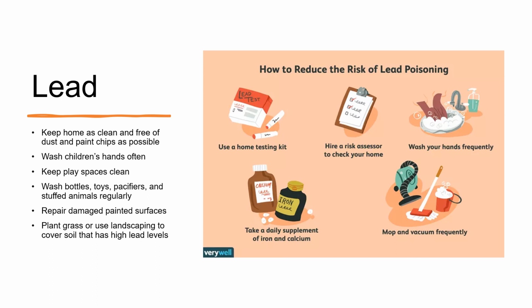These two things, repairing the damaged painted surfaces and planting grass over the soil, are really just temporary fixes. These things can help mitigate the problem, but really what you need to do if you have lead in your home or in your soil is hire experts to help remedy lead problems in your home or in your soil.